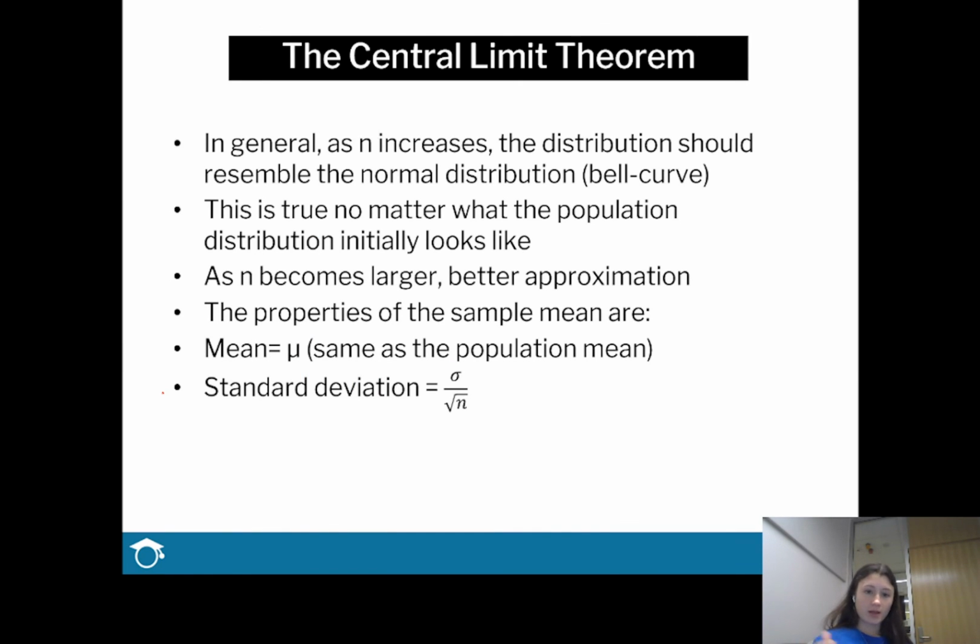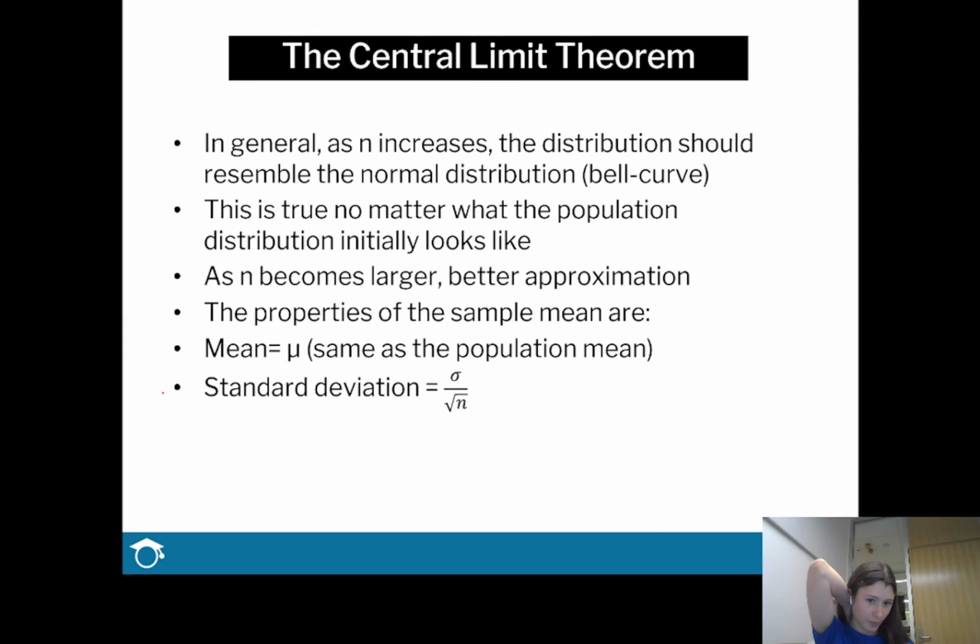So, the central limit theorem states that, in general, as n increases, the distribution should resemble the normal distribution, regardless of what the population distribution initially looks like. So as n becomes larger, we have a better approximation, which again makes sense intuitively. If you have more samples, your results are going to be more accurate.